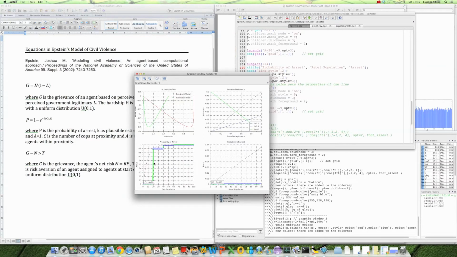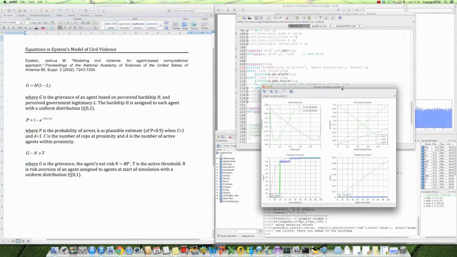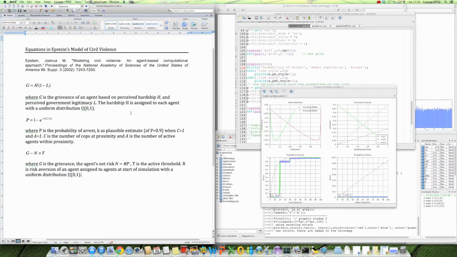So it basically generates the graphs. And what's cool in SciLab is that you can scroll in and scroll out. Perceived grievance, hardship and legitimacy. So these are the graphs that have been generated using SciLab. Now, we've explored the general equation, and the next thing is to look at the model actually in action. So that's what we want to do next.